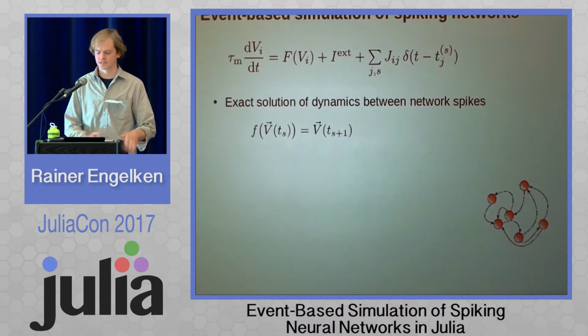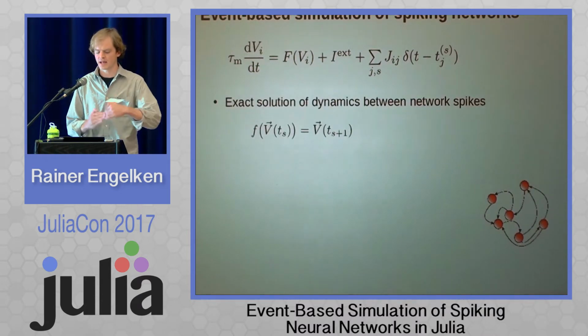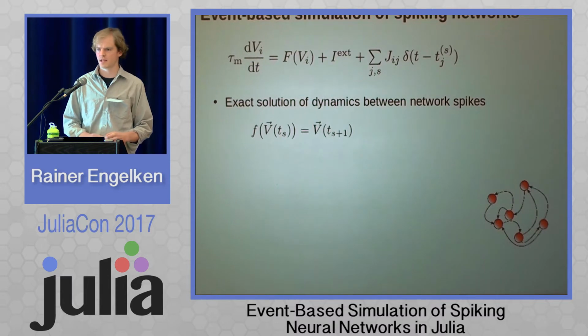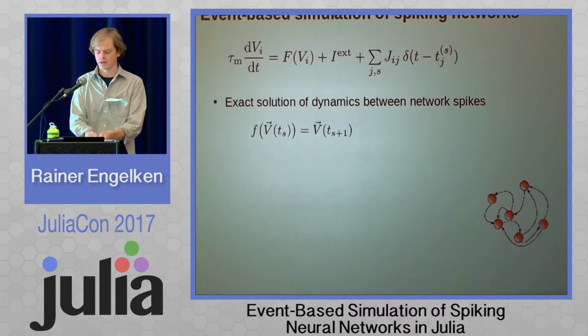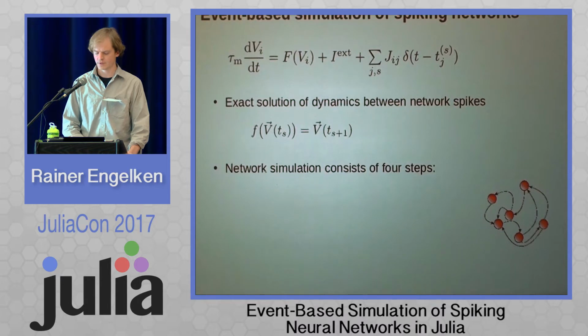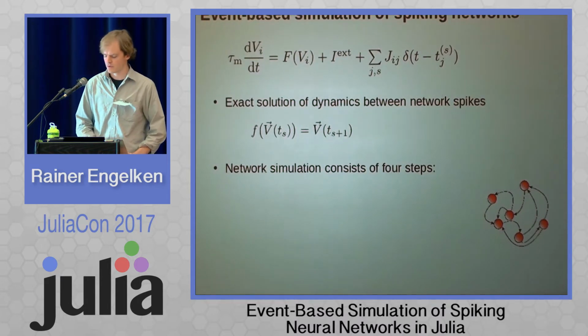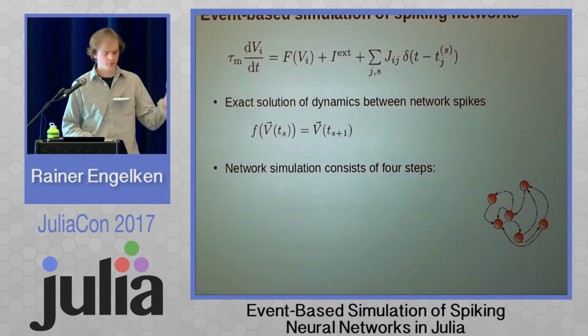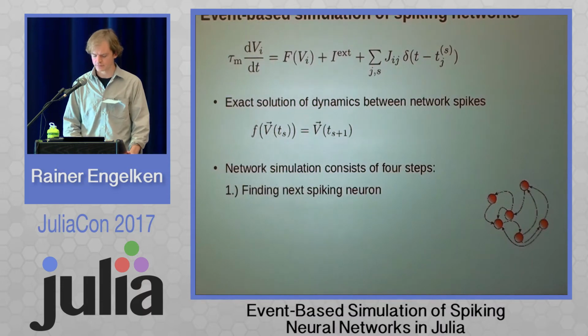So what we do is we solve the dynamics exactly between spike times. This is called an event-based simulation. We derive an exact firing map from one network state to the next spike time. And then the network simulation consists of four simple steps. First, you have to iterate through all neurons to find the next spiking neuron.